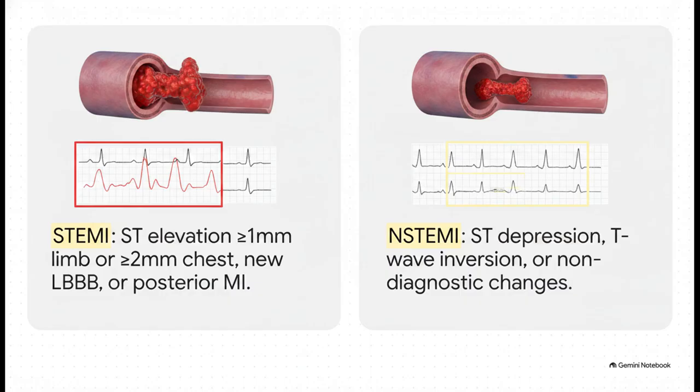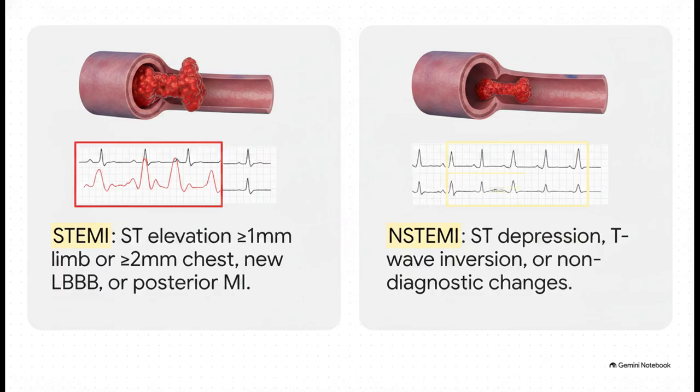If the artery is completely blocked, you're going to see a STEMI, an ST elevation myocardial infarction. We're looking for ST elevation of 1 millimeter or more in 2 contiguous limb leads or 2 millimeters or more in 2 contiguous chest leads. Keep an eye out for a completely new left bundle branch block or that sneaky true posterior MI, which actually shows up as ST depression in leads V1 to V3 alongside tall R waves. Conversely, if the artery is only partially occluded, we get an NSTEMI, a non-ST elevation myocardial infarction.